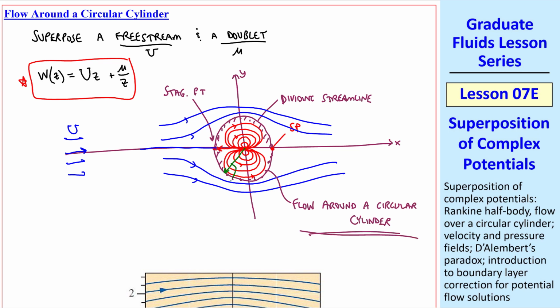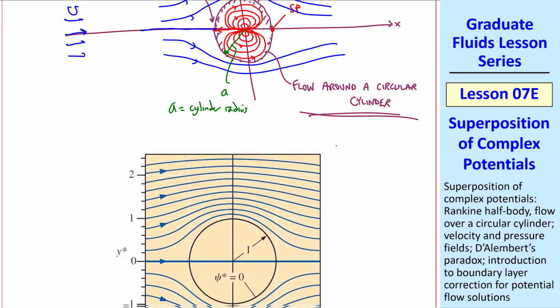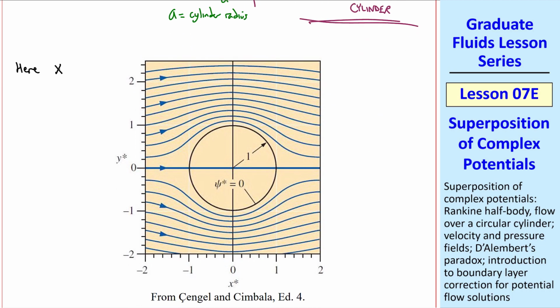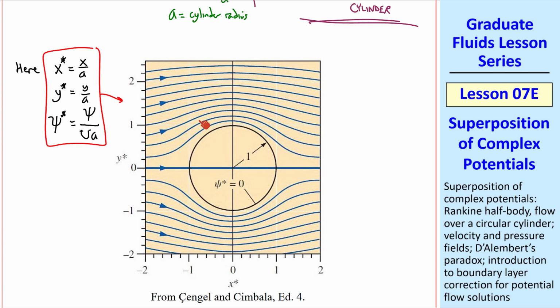Let's call the cylinder radius A. In my undergrad fluids book, I plotted streamlines outside the circular cylinder in non-dimensional form. Here we define normalized x star equal x over a, y star equal y over a, and psi star, making sure that this is non-dimensional, is psi over UA. With this normalization, we get this plot for any U or mu, and thus any a. This circle will have radius 1 in these non-dimensional coordinates.